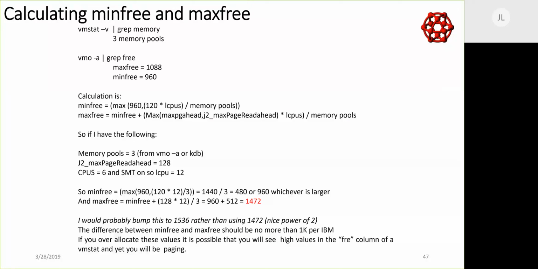The other thing to keep in mind too is if you bump JFS2 max page read ahead from 128, that's part of this calculation. So this would end up being a higher number.